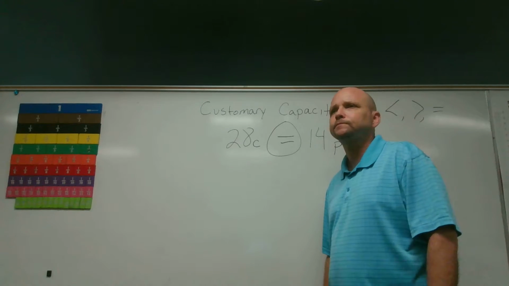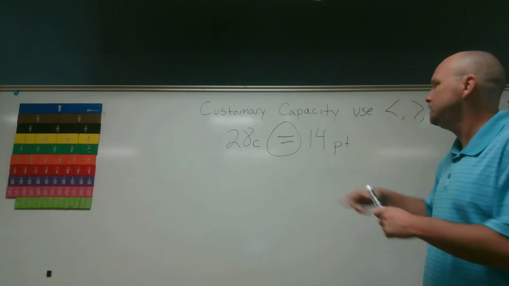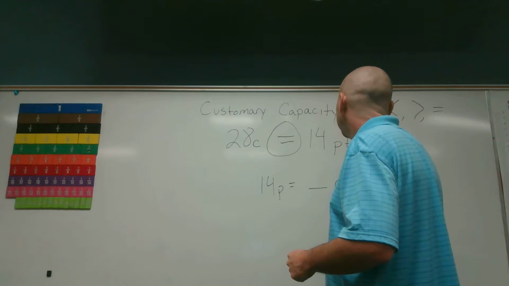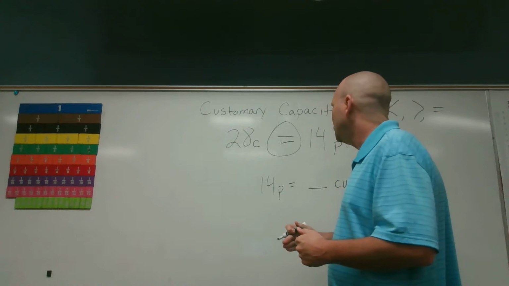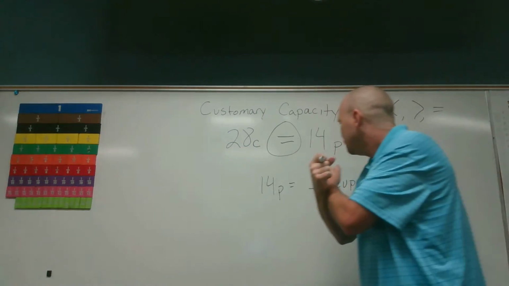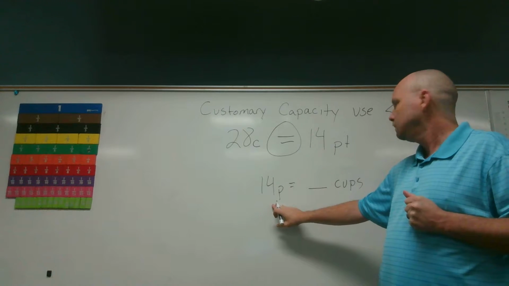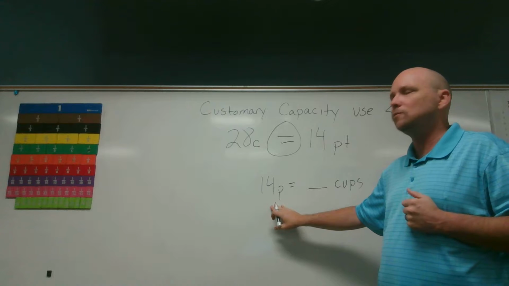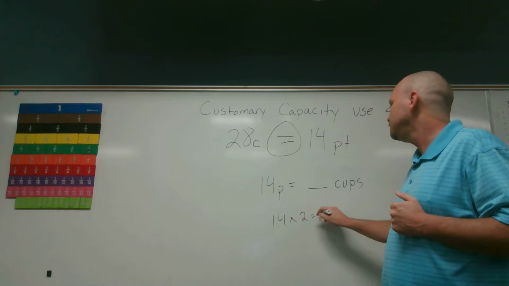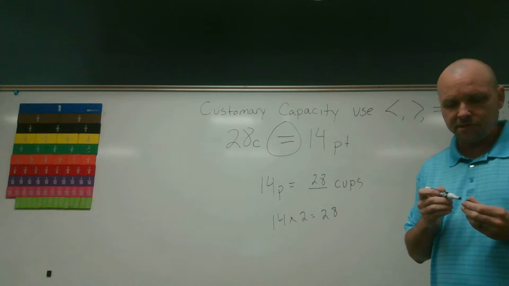Also, 14 plus 14 is 28. But let's change. We want to know 14 pints equals how many cups? And we're going from pints to cups, which means we multiply. So how many cups in 1 pint is there, Morgan? 2. So I would just do 14 times 2 equals 28. And that proves our answer is equivalent.